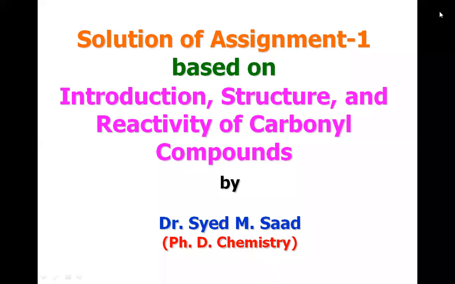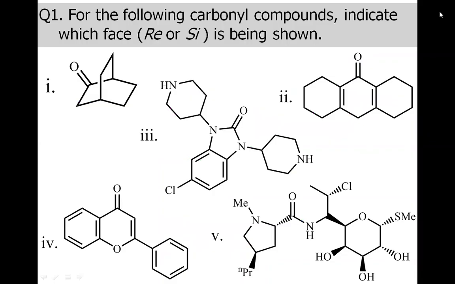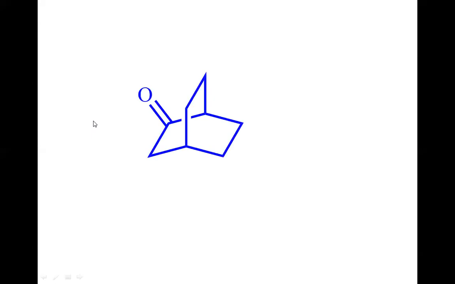In this video we will discuss the solution of the assignment based on introduction, structure and reactivity of carbonyl compounds. Question 1 was: for the following carbonyl compounds, indicate which phase, Re or Psi, is being shown. So you were given these 5 carbonyl compounds and you were asked which phase is being shown. Let's start from the first part of the question.